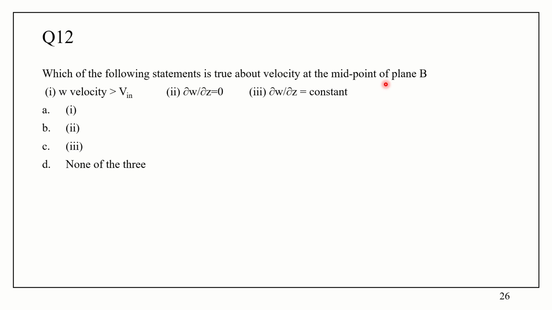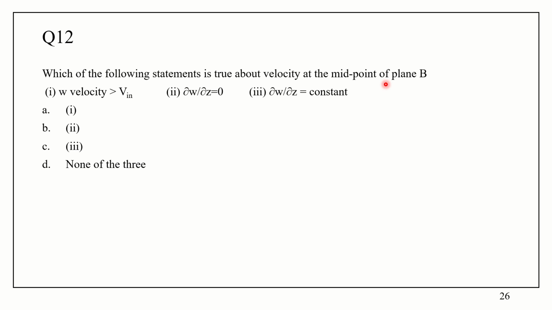B is at the midpoint of the inlet and the outlet. There is no fully developed region or anything at plane B. So we cannot say whether the gradient would be 0. In general, after reaching the fully developed condition, it would be 0, but for now we cannot say, because B is at the midpoint.